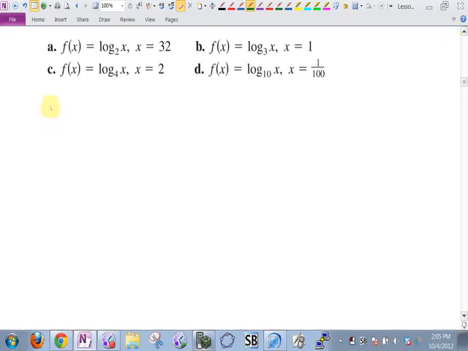Okay, so let's look at example A. What is the log base 2 of 32? So what does the log base 2 function output when it gets 32 as an input? 5. All right, why? Because 2 raised to the 5th power. You should have a lot of the powers of 2 memorized: 32, 64, 128, 256, 512, 1024.